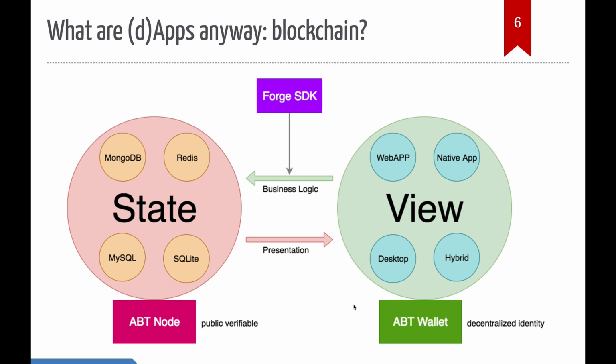And ArcBlock provides a complete solution for building dApps that run on blockchain. For the state part, we provide the ABT node, which supports various kinds of transactions that can be used to store application state on the blockchain. Besides, this can make the application state publicly verifiable. And on the view part, ABT Wallet supports users providing any kind of profile to the application without exposing his or her privacy.